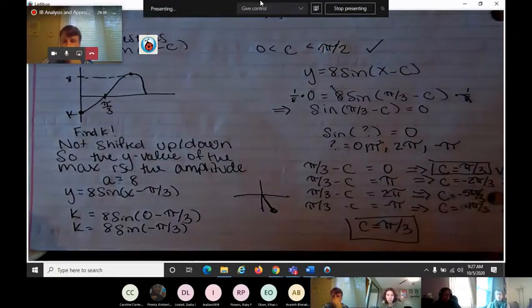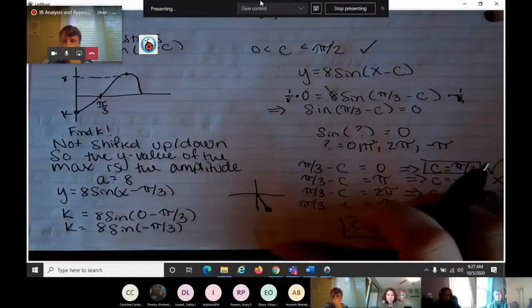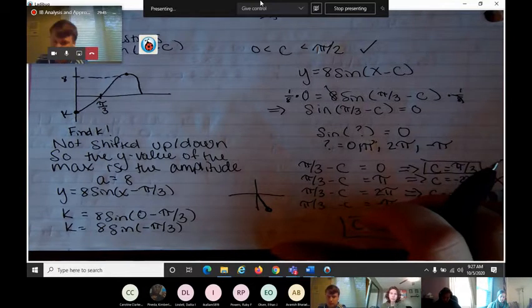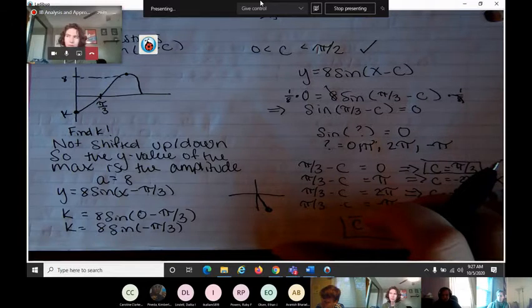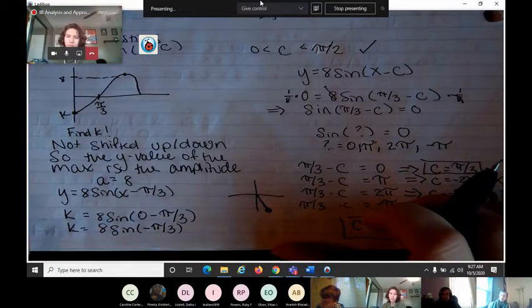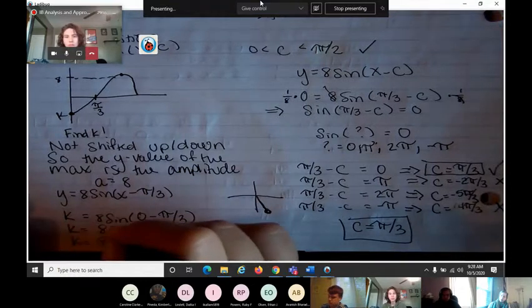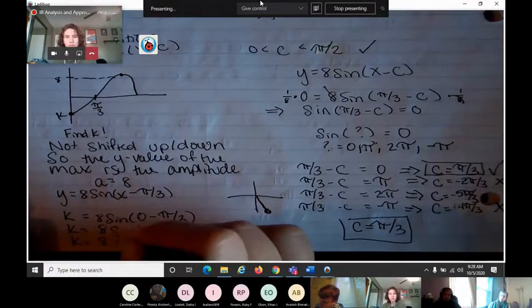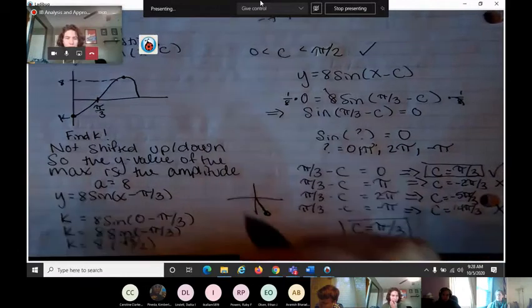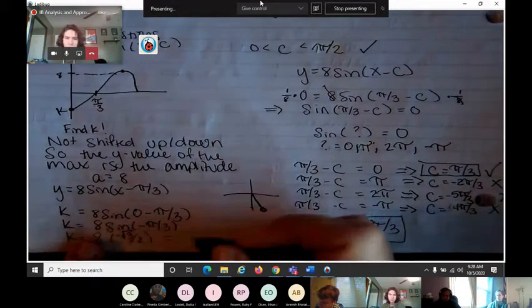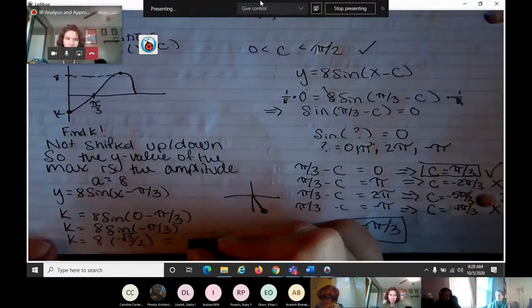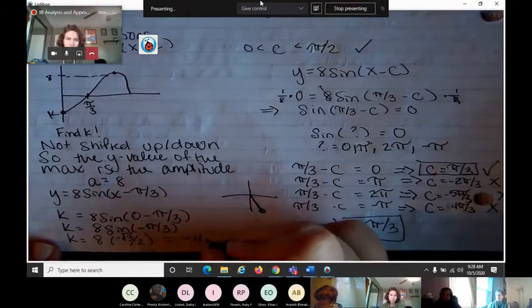Negative pi over 3 is going to be down here on our unit circle. So what is the sine of negative pi over 3, Sam? Square root of 3 over 2. Is that going to be positive or negative? Oh, negative. Yeah, so 8 times the negative square root 3 over 2. And 8 divided by 2 is 4. So my final answer should be that K is equal to negative 4 square root 3.